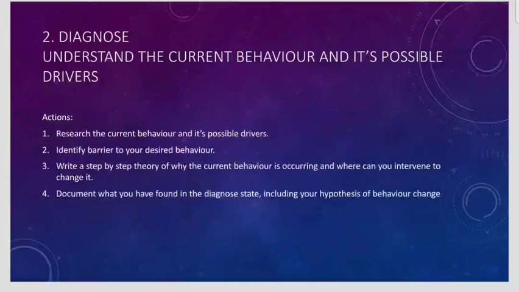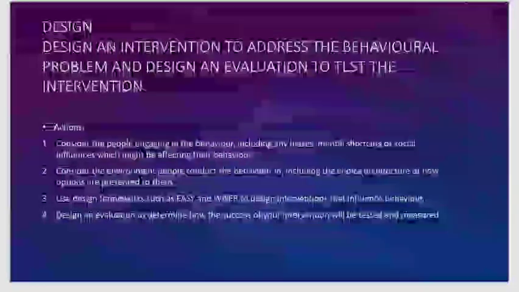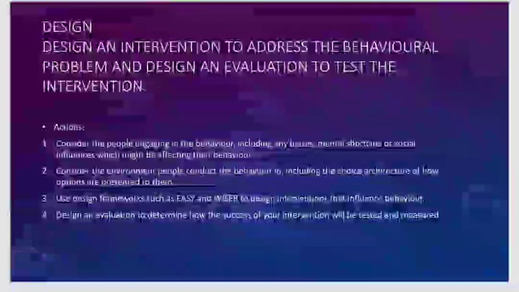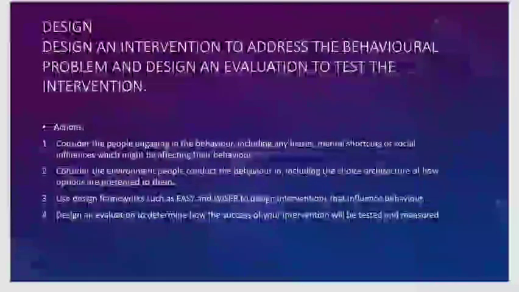The fourth is to document what you have found in the diagnosis stage, including your hypothesis of behavior change. After reading so much research material, you develop a hypothesis about the probable reasons the problem prevails. This process is called the diagnosis stage. The third main step is to design an intervention to address the behavioral problem and design an evaluation to test the intervention. What can be the actions in it? Now we will design an intervention.